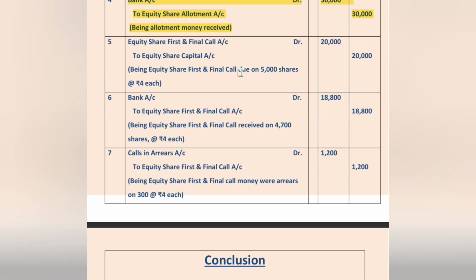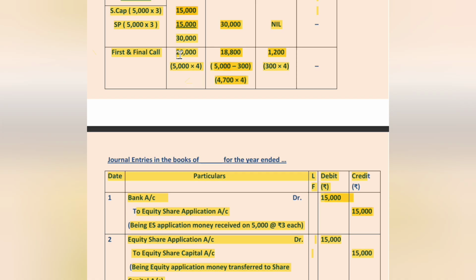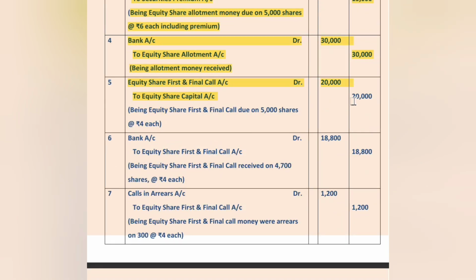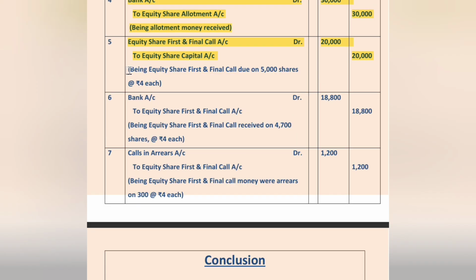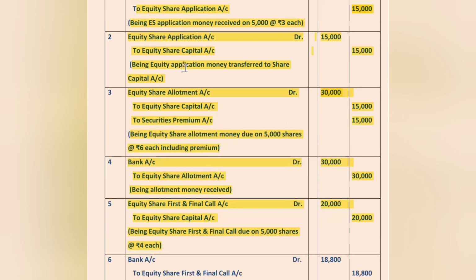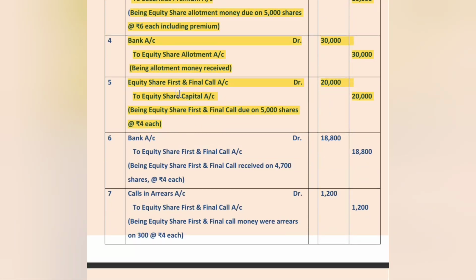Next, go with the first and final call. So equity share first and final call account debit to equity share capital account. How much amount? See here, 20,000, 20,000, right? So how to write the narration? Being equity share first and final call money due on 5,000 shares at rupees 4 per share.